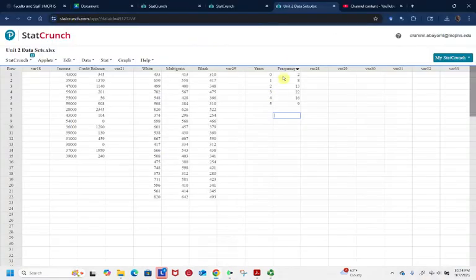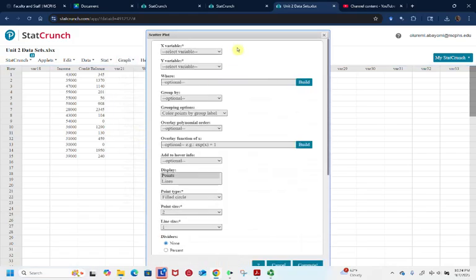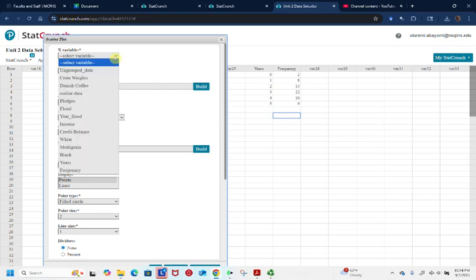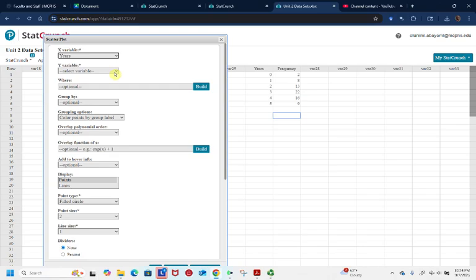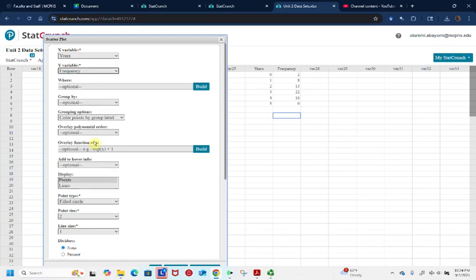I have the data already computed here. I'm going to go over to Graph, and I'm going to say I want a scatter plot. I know it doesn't sound like a line plot, but that is where it is here. So let's go to scatter plot, and I'm going to drag this to the side. On the x-axis, I would like years, so I'm going to choose years. And on the y-axis, I would like frequency, so I'm going to choose frequency.